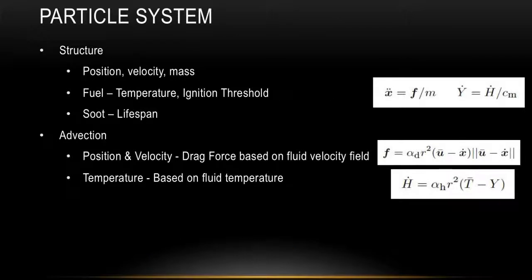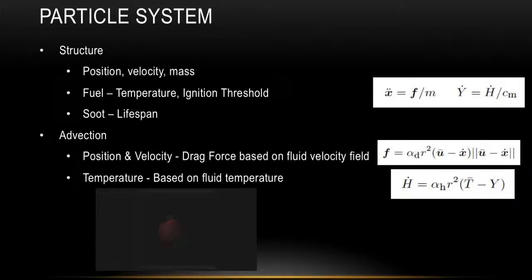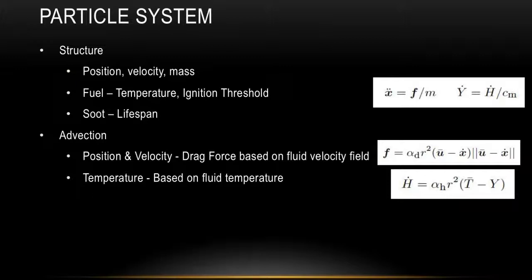All particles in the system have a position, velocity, and mass. There are two types of particles: fuel, which has a temperature and an ignition threshold, and soot, which has a lifespan. The particles' position and velocity are updated by a drag force, which moves them along with the fluid as it dissipates in the grid. The temperature is updated based on the heat transfer from the fluid.